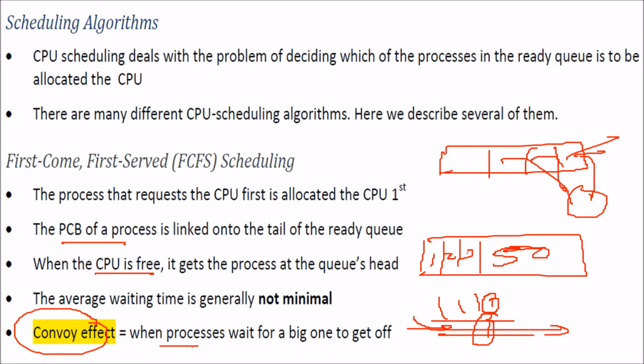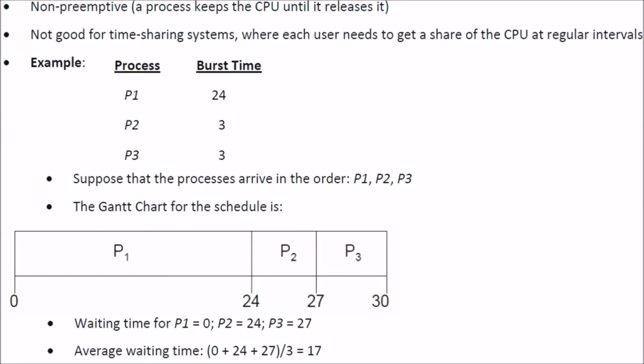When processes wait for a big one to get off, this is the convoy effect. We can have a non-preemptive version, where the process keeps the CPU until it releases it. This is not at all advisable for a time sharing system, because at that time you want every process to get some equal amount of time, but this is not possible here. So we'll take an example.